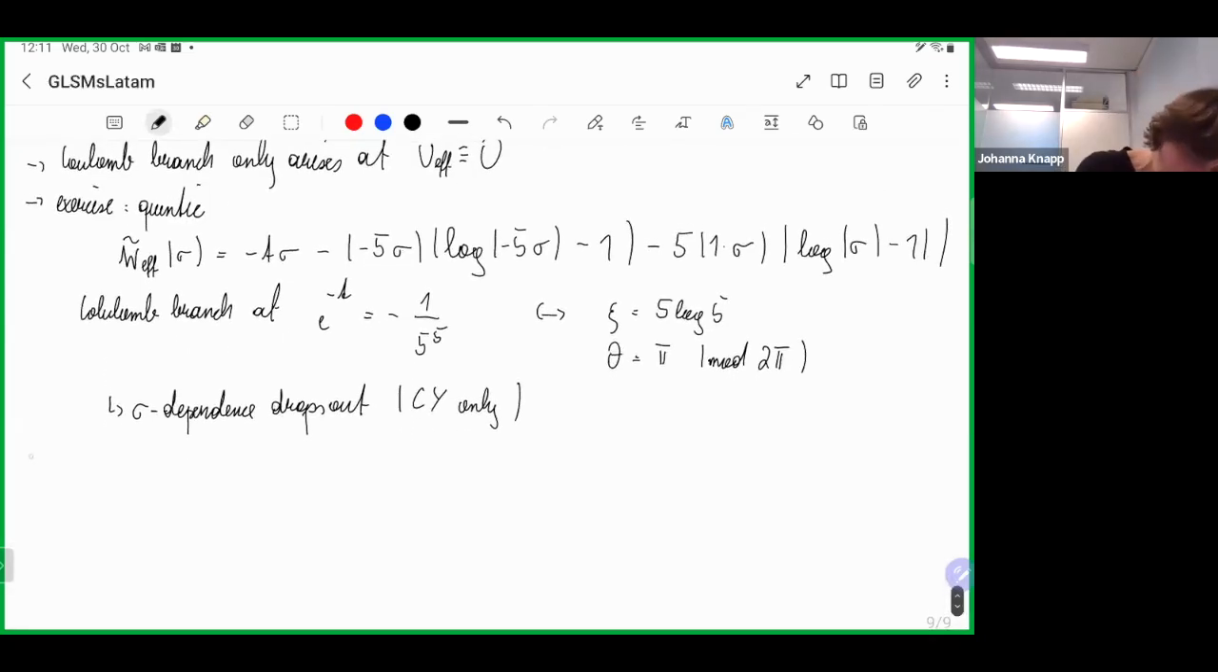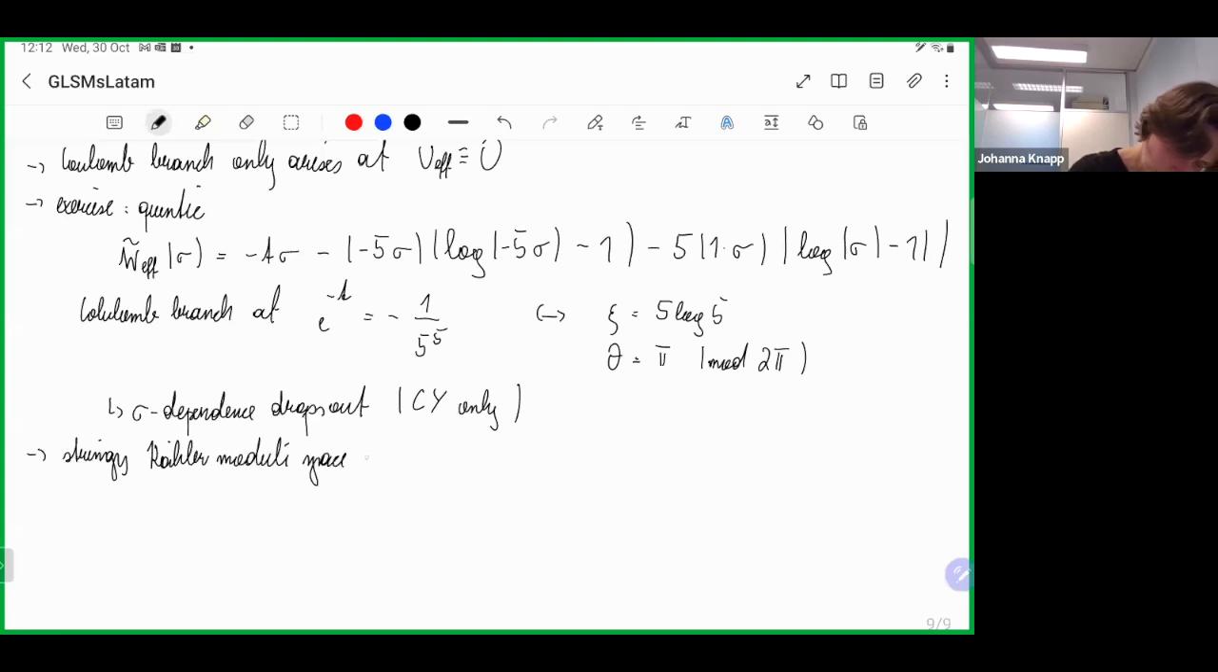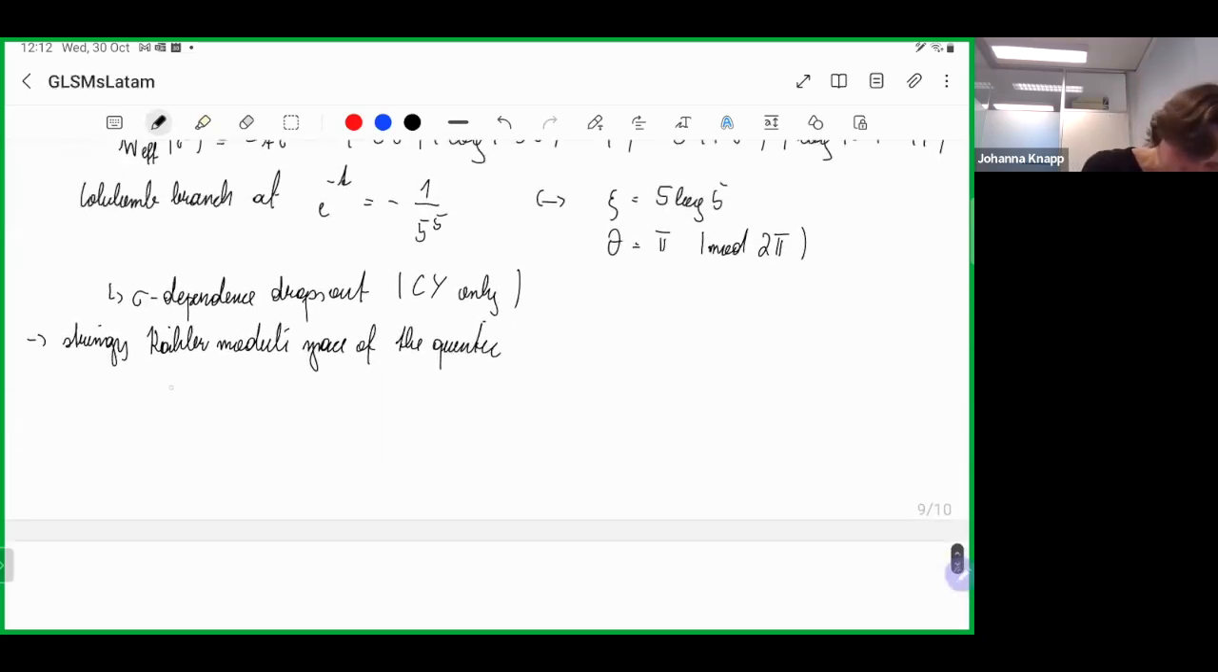And now we have all values of theta. And theta equals 0 was something special in the classical, but by this quantum effect, it got shifted to 5 log 5. And something happened. So we now have the full stringy Kähler moduli space of the quintic. And it's the picture that we had before.